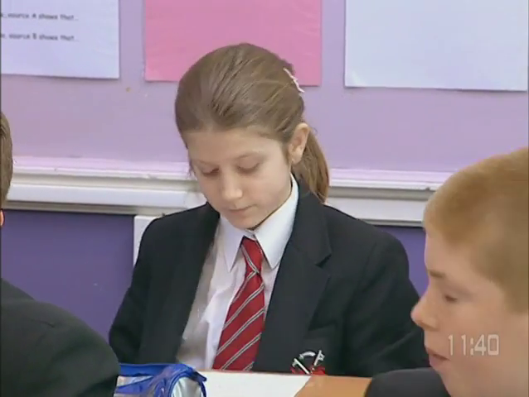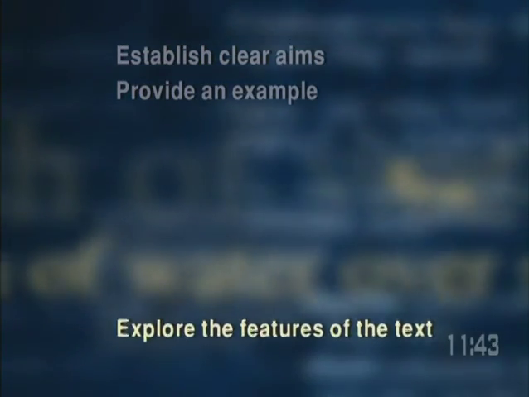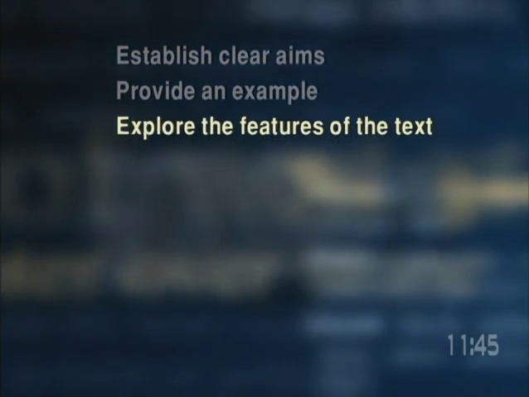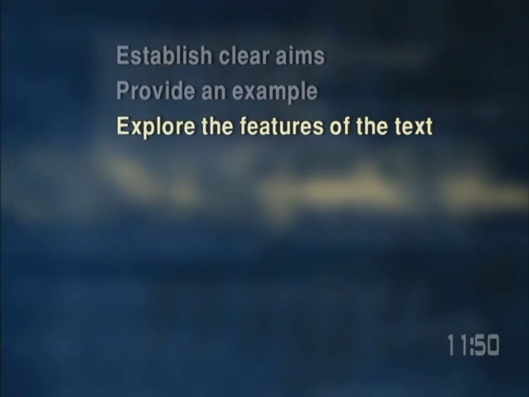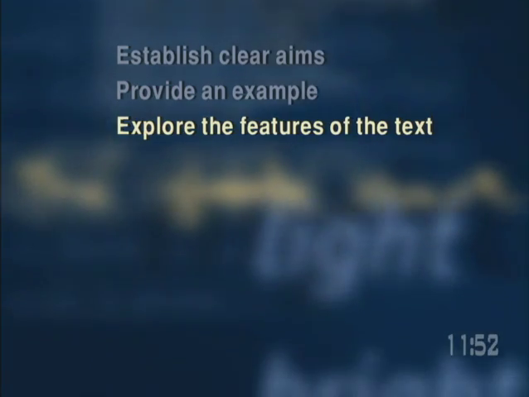Excellent. Thank you very much. Exploring the features of the text begins to focus pupils on the details of the composition. They're able to bring knowledge they already have of this type of writing, and the teacher can draw out the conventions of writing this type of text.